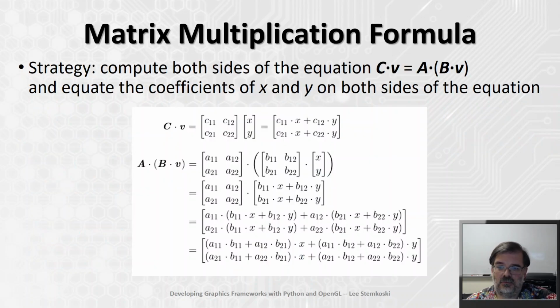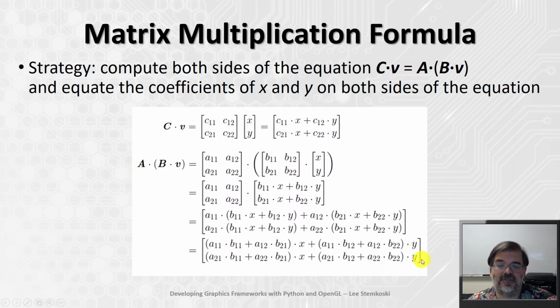And so, really, it's a bunch of algebra. The strategy is, if you want these two things to be equal, calculate both sides, set them equal to each other, and then set the coefficients of x and y on both sides equal. So if you have the matrix C times the vector V, you'll end up with this quantity. If you have the vector V and then you multiply by the matrix B and then multiply by A, well, that's a lot of algebra.